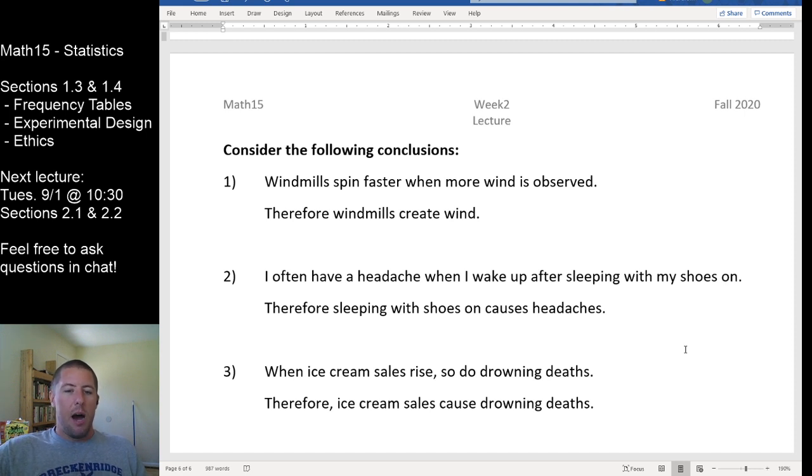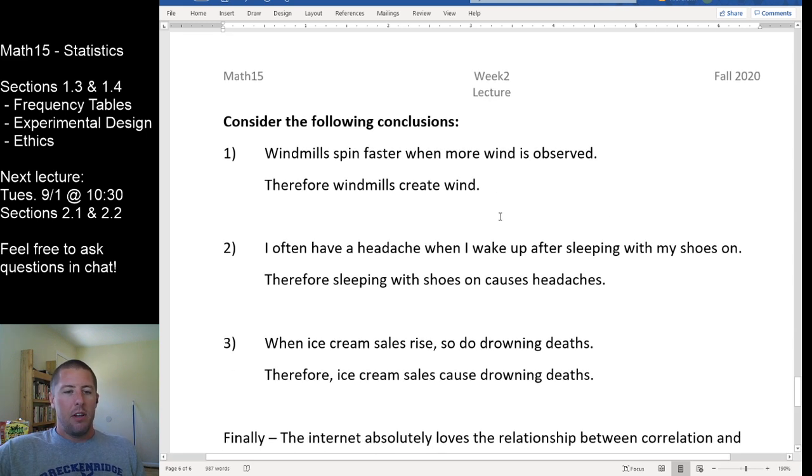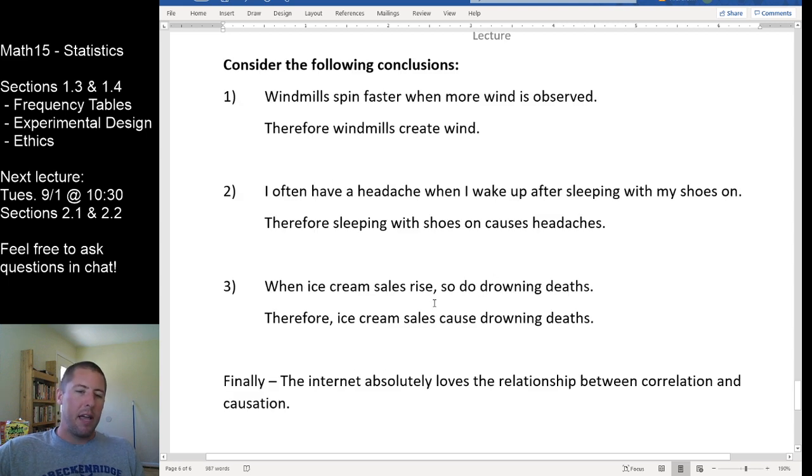Statement number three is true because in the summer, people buy more ice cream. That's a fact. It's also true that in the summer, people swim more. And it's also true that the number of hours that a person swims is very closely related to the probability that they will die a swimming death. So number three is valid. There's just a lurking variable. The conclusion's not valid, but the observations are valid. There's just a lurking variable that is going to actually help explain the more correct relationship between these.